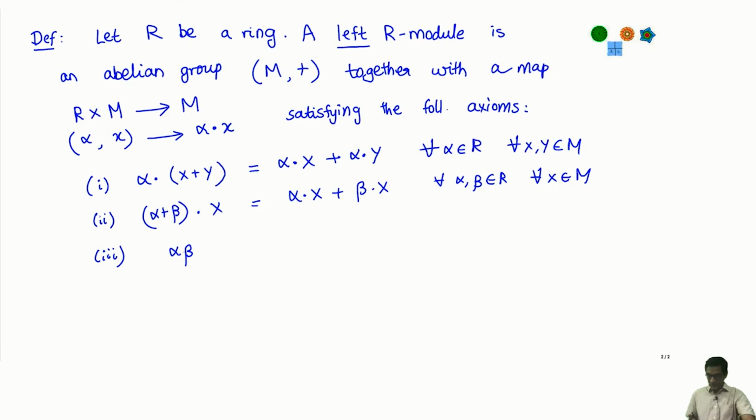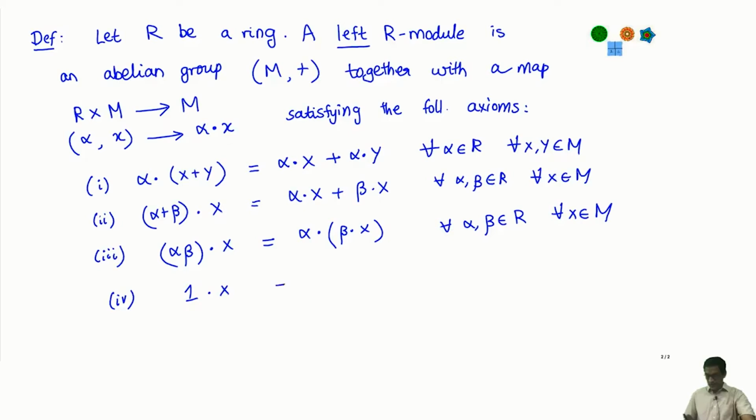Property 3 says if I multiply two elements alpha and beta of the ring, so their product is again an element of the ring, I multiply them and then act on x, then this is the same as alpha dot (beta dot x). This is for all alpha, beta in the ring R and for all x coming from M. And finally, property 4 is the identity. If I take the multiplicative identity of the ring, and look at 1 dot x, then the answer is x, and this is true for all x in M. Those are the four axioms which this map R cross M to M is supposed to satisfy.